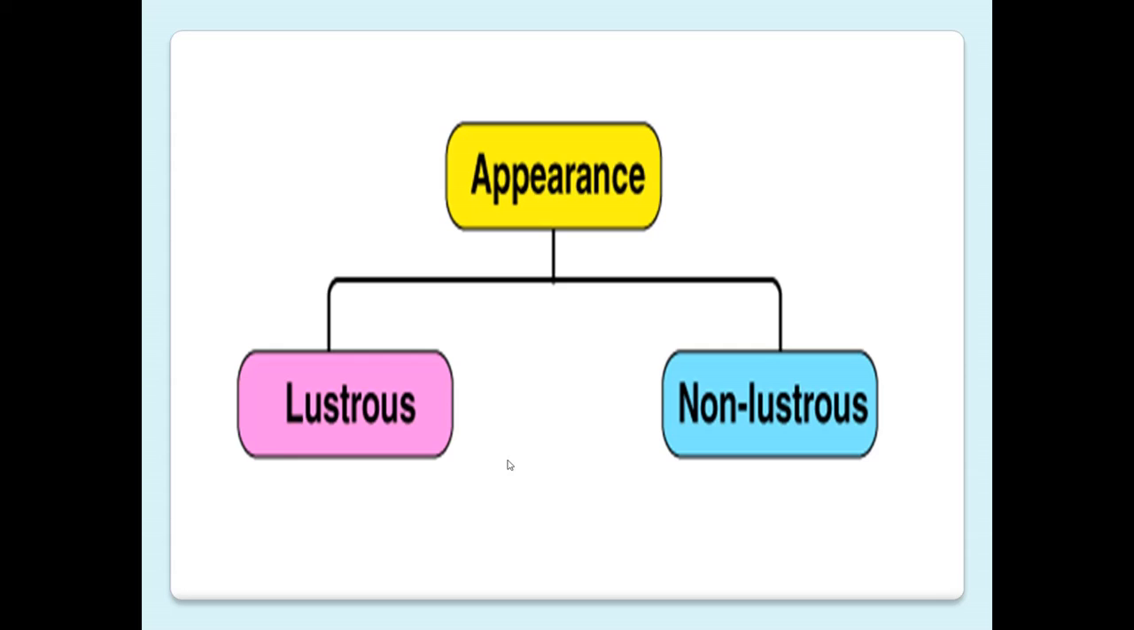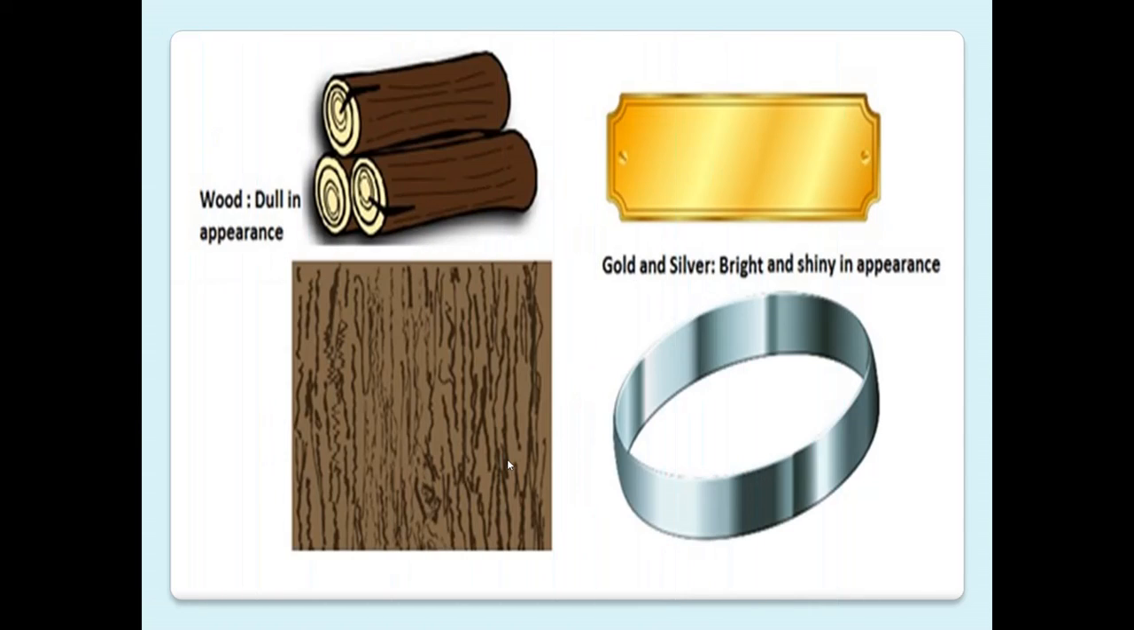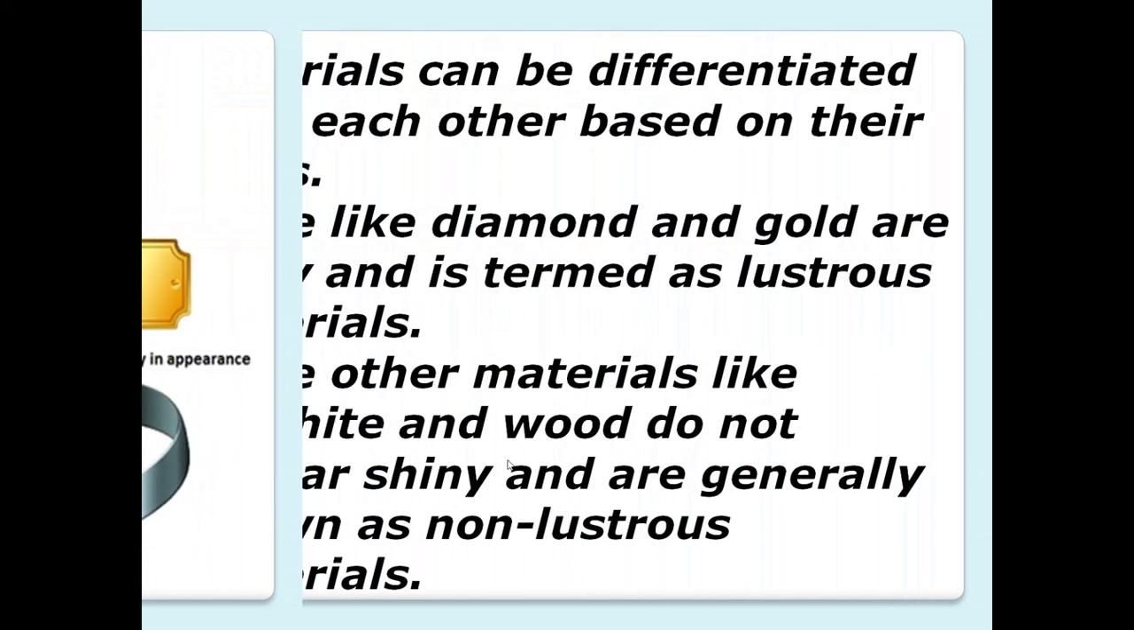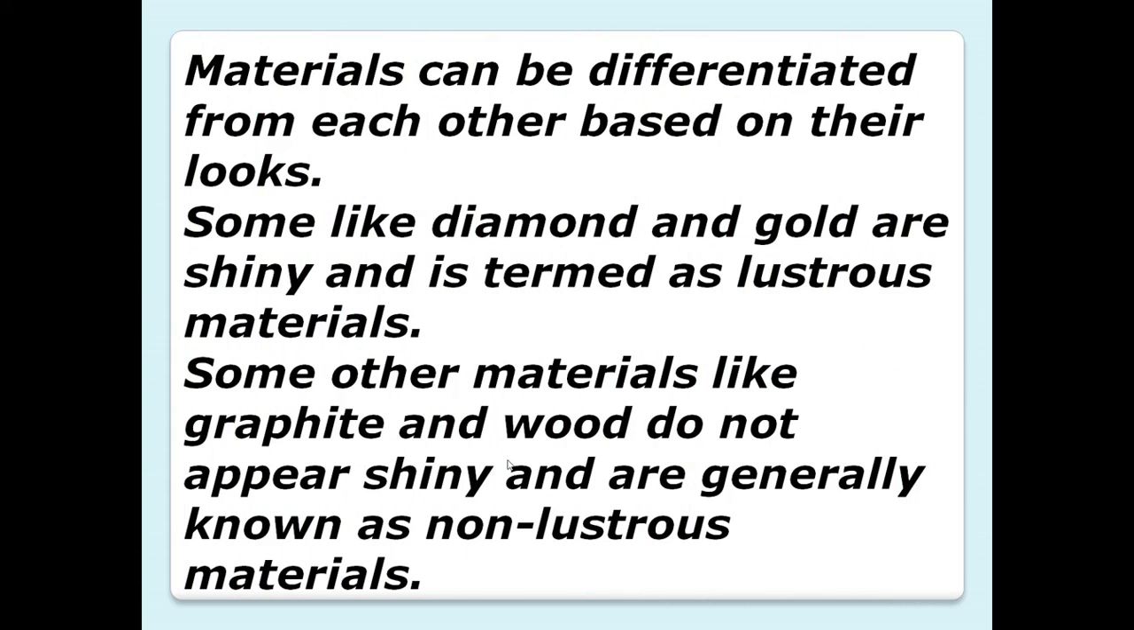Let us understand how, based on appearance, the materials are classified as lustrous and non-lustrous substances. Here is an image of wood and metal, silver and gold. If you look at wood, it is dull in appearance. But gold and silver are bright and shiny in appearance. Materials can be differentiated from each other based on their looks.